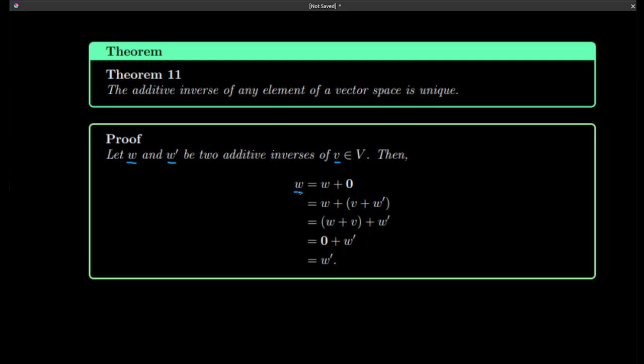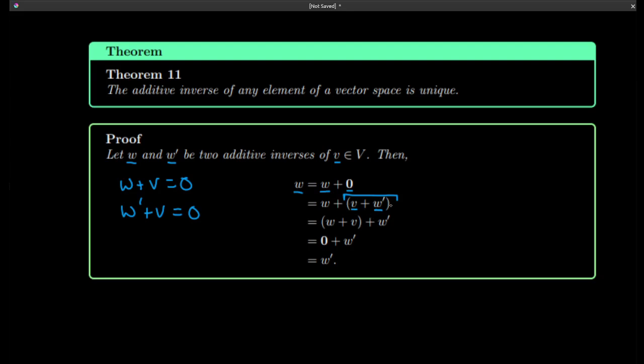that W, one of those additive inverses, is certainly equal to W plus 0, since 0 is the additive identity. All right. Well, 0 is equal to V plus its additive inverse. That is the definition of an additive inverse. If W and W prime are additive inverses of V, then W plus V is equal to 0, and W prime plus V is equal to 0 as well. So I'm just going to take this 0 right here and replace it with V plus W prime. All right, cool. And now I'll use the associativity of addition to just flip my grouping of parentheses.